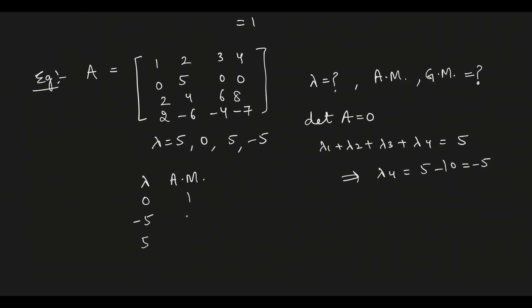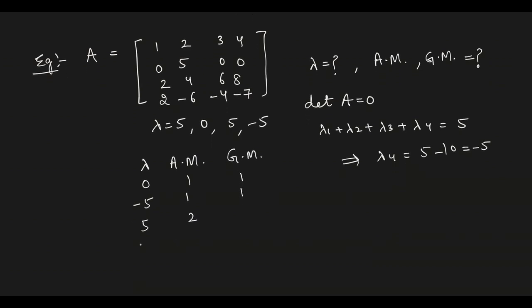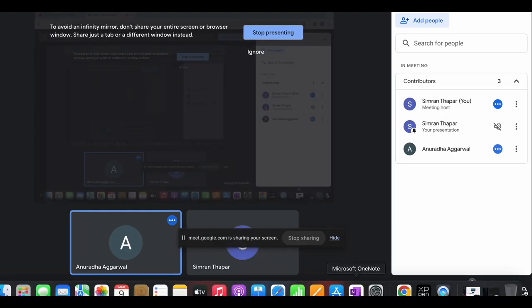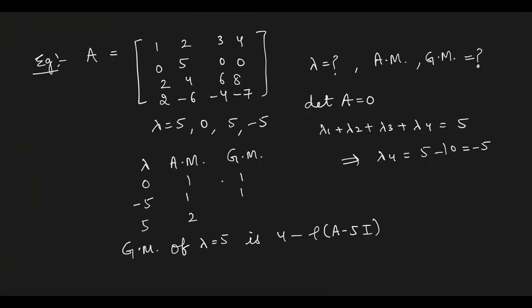AM is 1, 1 and 2. So GM will be 1, 1. And what about this? GM of lambda equal to 5 is? It says 5 and then 3 zeros. In this question? Yes. Reason?